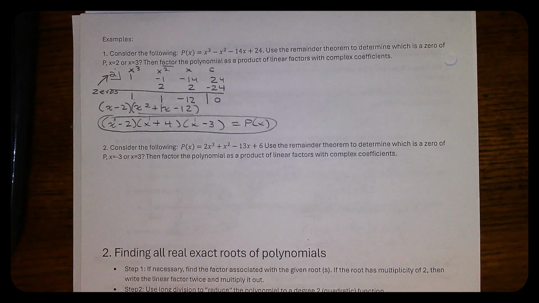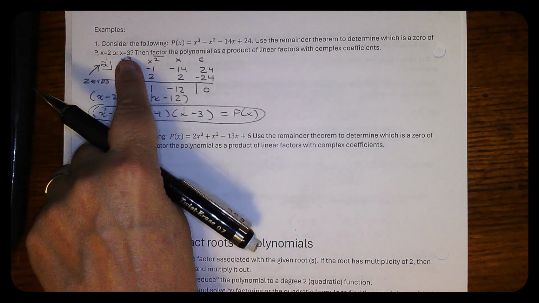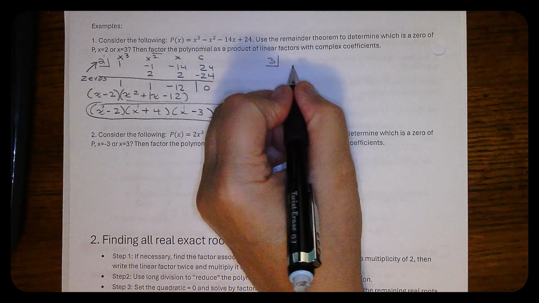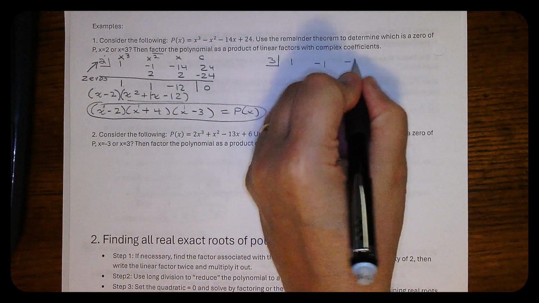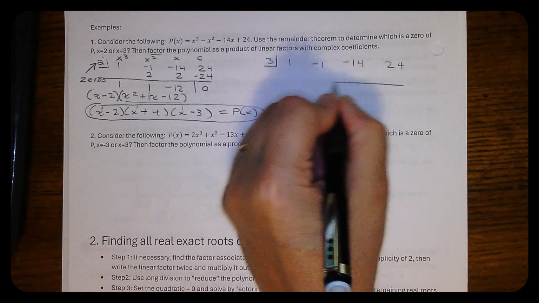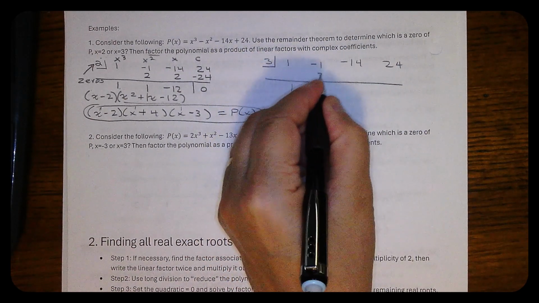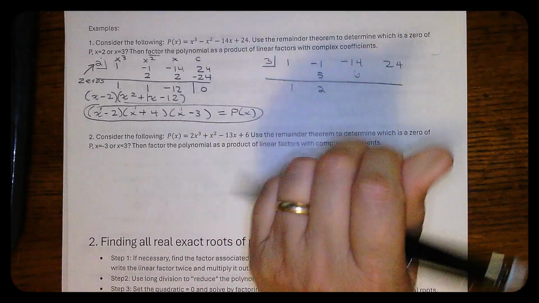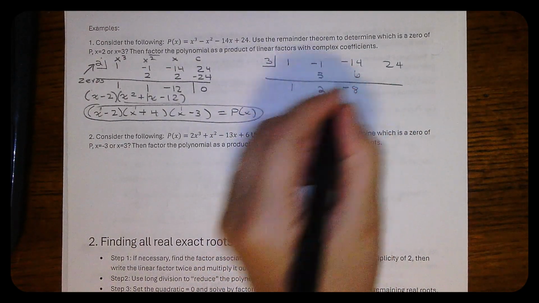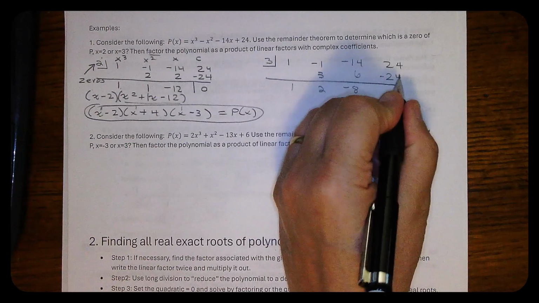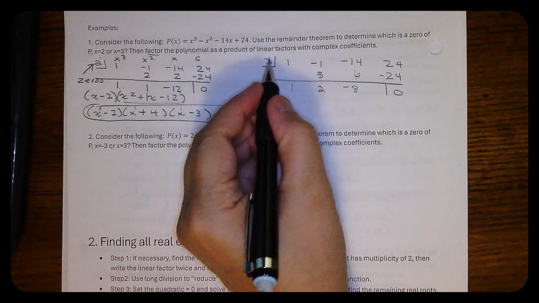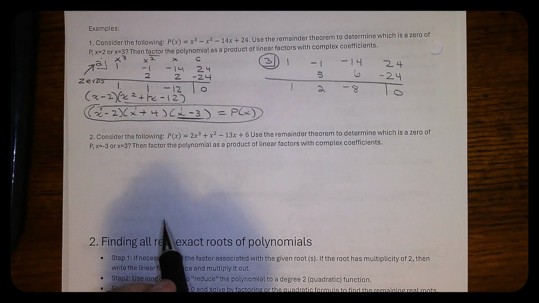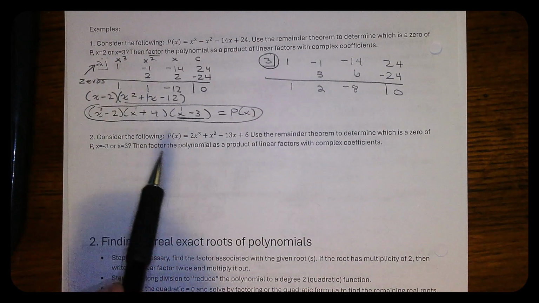All right. I never got to check 3, but it turns out 3 would have worked too. Let me demonstrate. So let's see if 3 works. 1, -1, -14, 24. So 1 comes down. 1 times 3 is 3. -1 plus 3 is 2. 3 times 2 is 6. -14 plus 6 is -8. 3 times -8 is -24. So sure enough, 3 is a 0, which we found right here when we factored. So both of them were zeros.